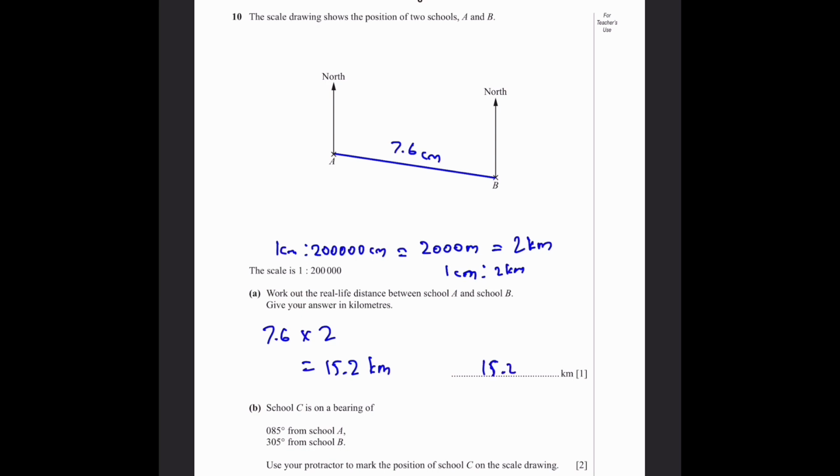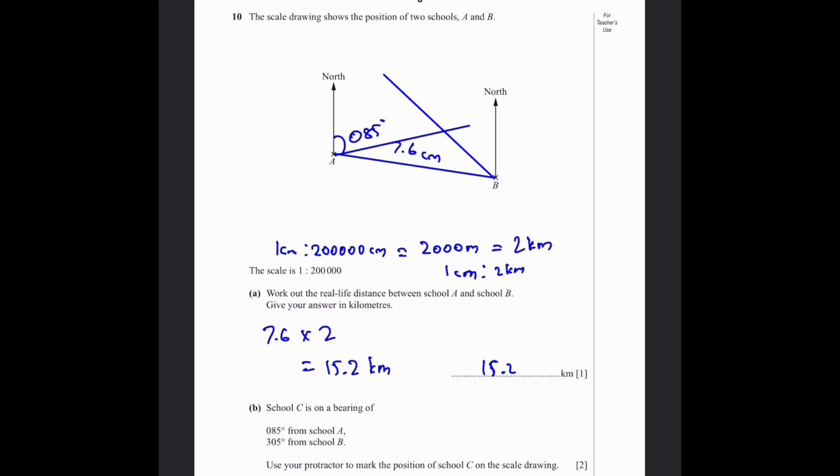B. School C is on a bearing of 085 degrees from school A and 305 degrees from school B. Use a protractor to mark the position of school C on the scale drawing. I'm not actually going to use a protractor, but I'm going to show what it's going to be like because I've done these kind of questions in my previous videos. So I will just do a rough drawing of what's actually the answer, and you can use the protractor and ruler to solve it if you want. And now the bearing 085 from A will be about this much right here. And the bearing of 305 from B will be something like this.